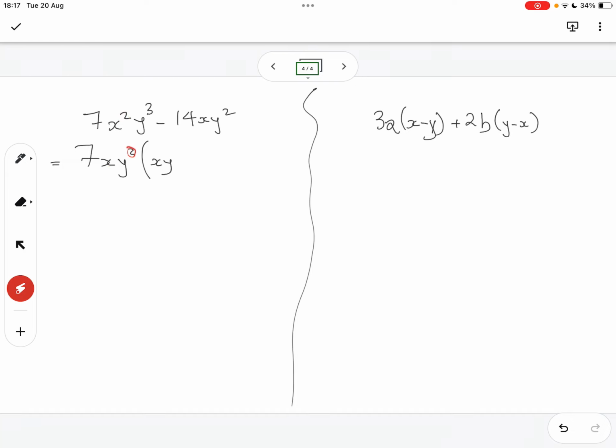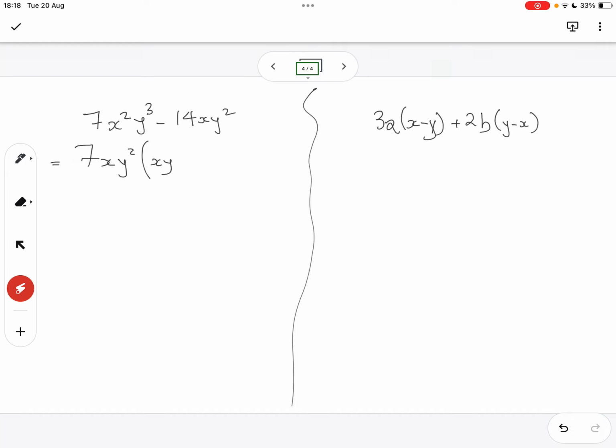X and y. Okay. Let's check. If I multiply 7, I'll get the 7. If I multiply the x and the x, I'll get the squared. And if I multiply the squared and the 1, I'll get the cube. So that does look correct. All right.